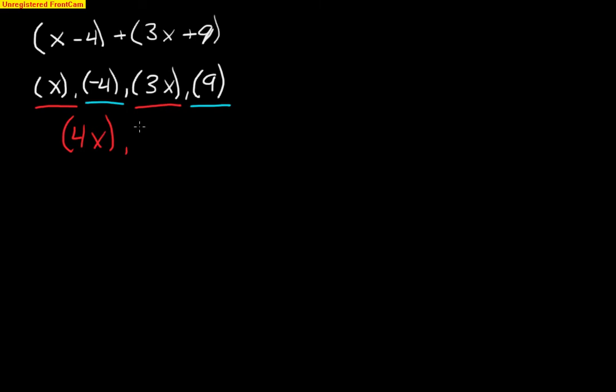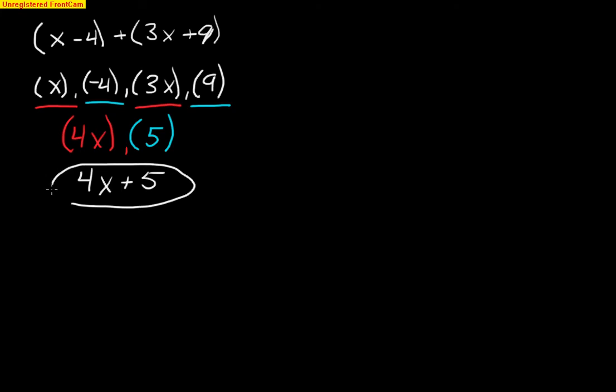I'll switch back to blue. Now we're going to add the constants. We have a negative 4 and a positive 9. Because one's negative and one's positive, you subtract them. So 4 and 9 gives a difference of 5, and it's going to be a positive 5 because the 9 is bigger and it's positive. So that's another way to look at it. And then when you rewrite the whole thing, it just becomes 4x plus 5. So that is now your simplified version of these two expressions.